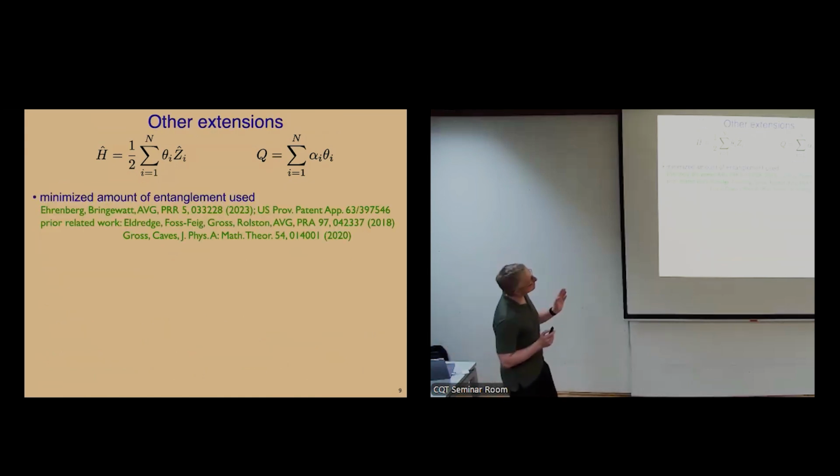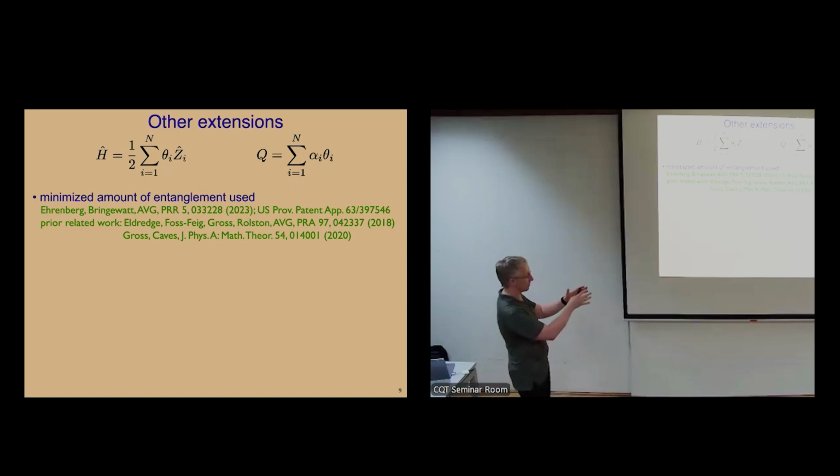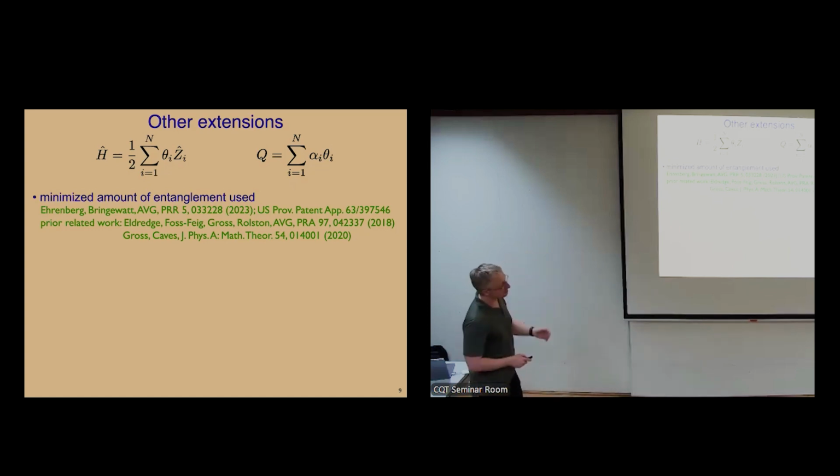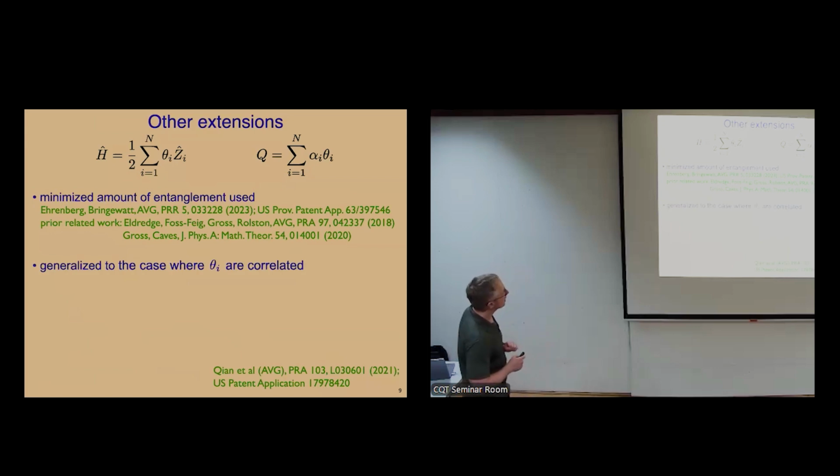Okay, so we did lots of other extensions. It turns out if the coefficients alpha i are not uniform, suppose they're concentrated around a couple values, then to get the optimal answer, you don't really need to entangle all of your qubits. So you can use less entanglement to get the optimum answer.